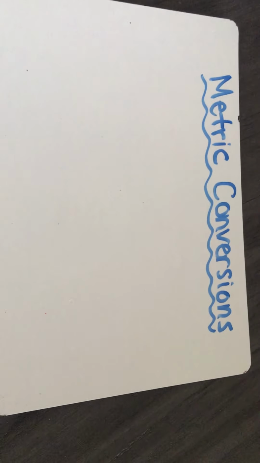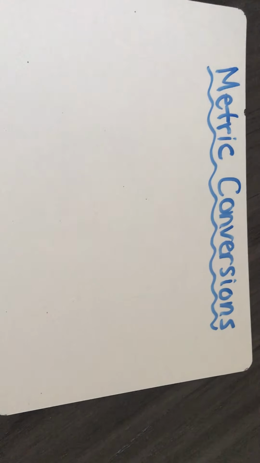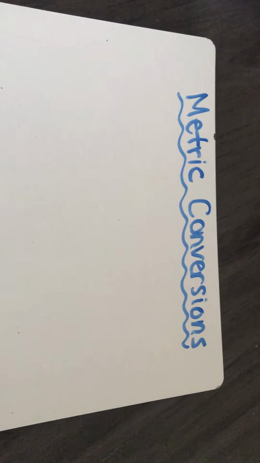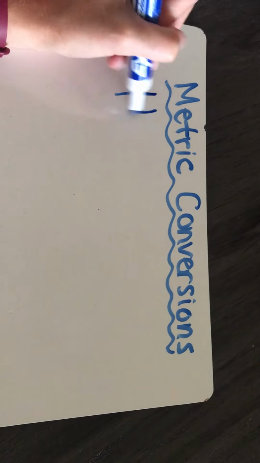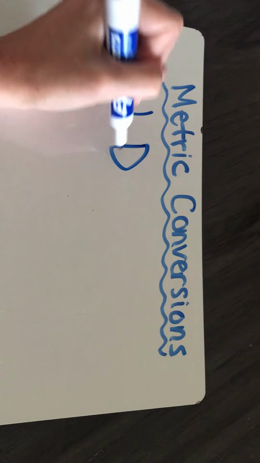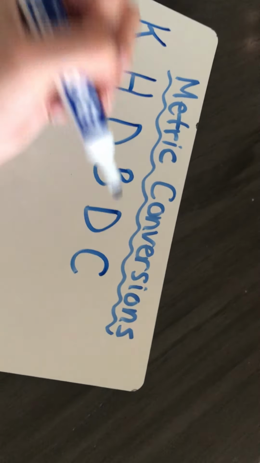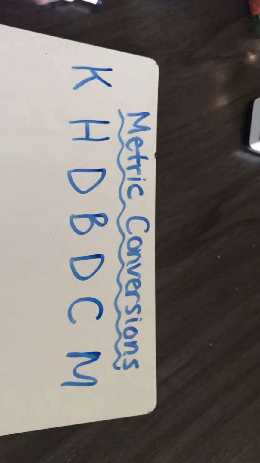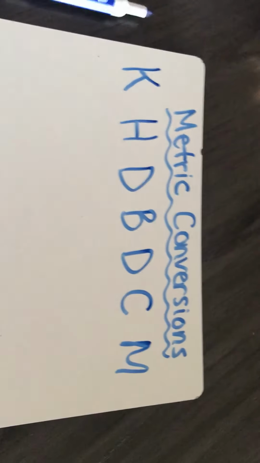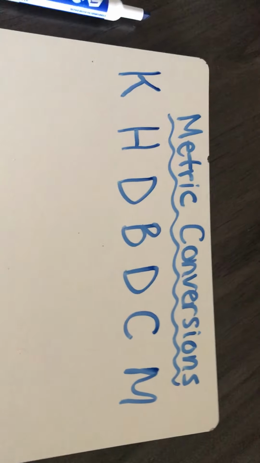Hey guys, so we're going to start with metric conversions. When we're working with metric conversions, remember we have to do that really fun saying. So we need King Henry died base drinking chocolate milk. Okay, that's our fun acronym that we get to use. And remember, each of these letters stands for something else. They stand for the prefix in our conversions.